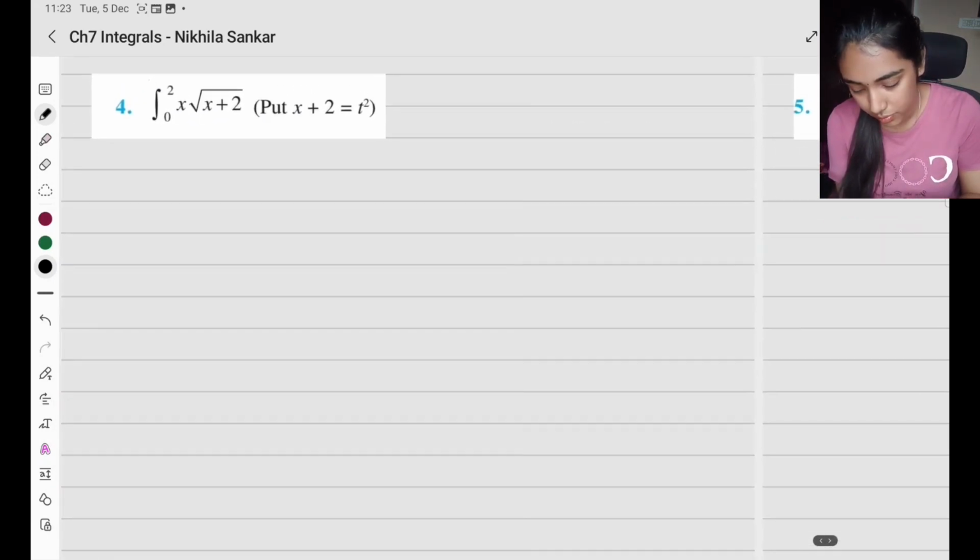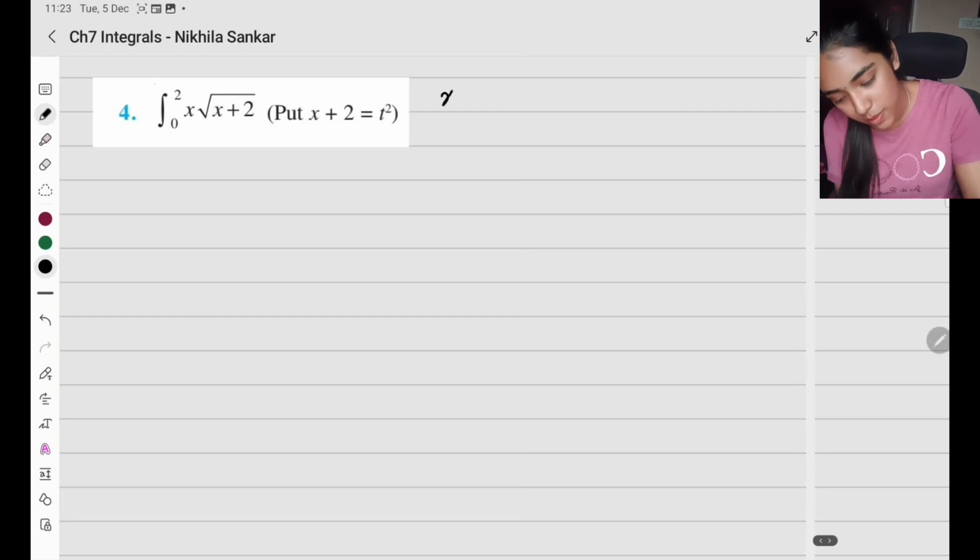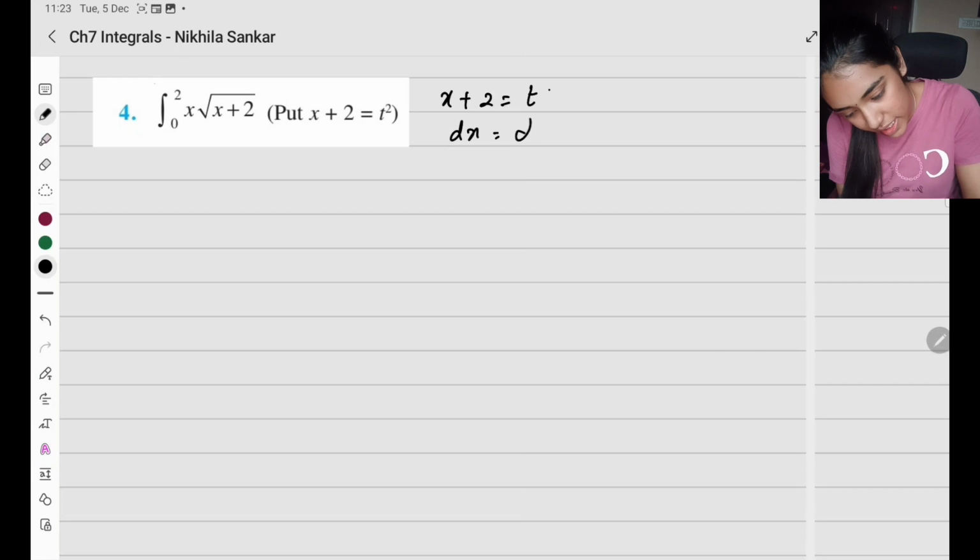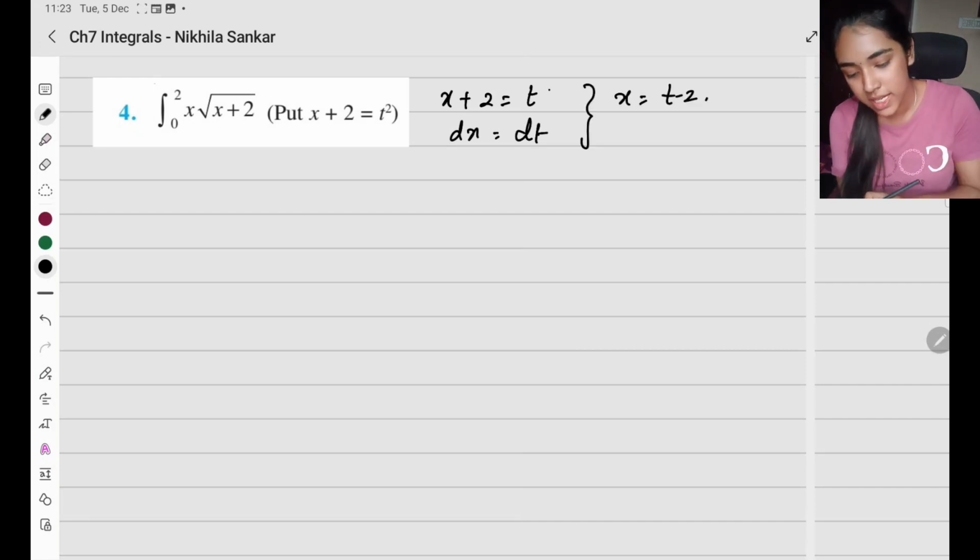Question number 4. For a value inside the square root, we use substitution. So I have x plus 2 equals t. So I have dx equals dt. But in this place there is an x. So I have x equals t minus 2. Okay. So this is the substitution.